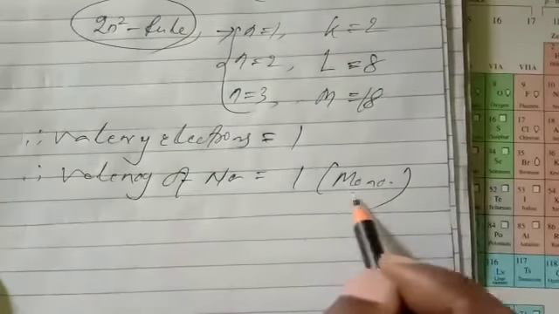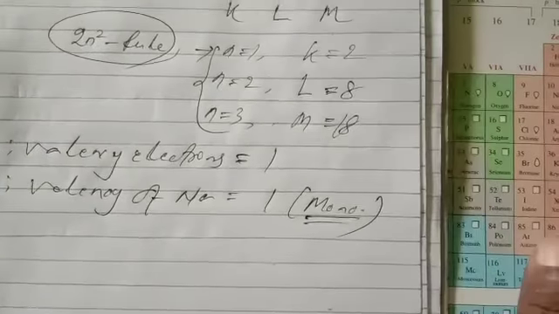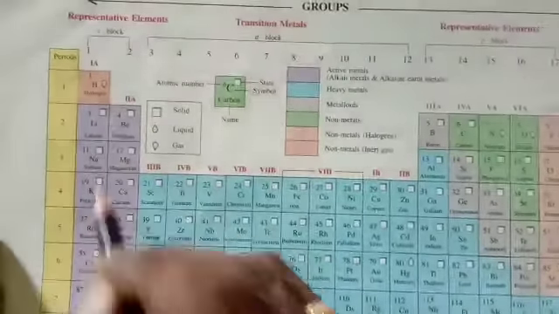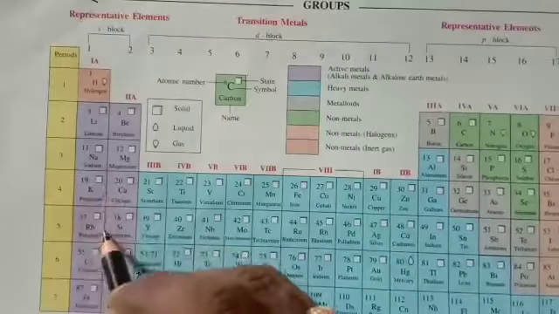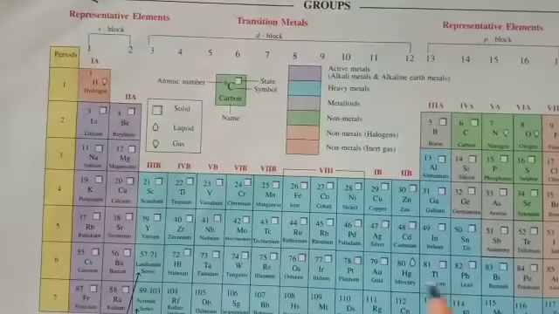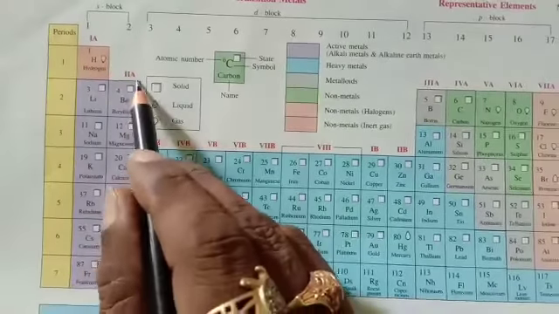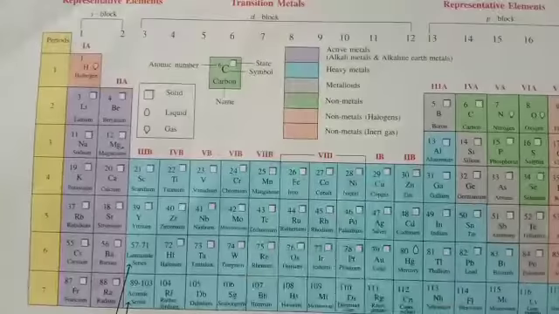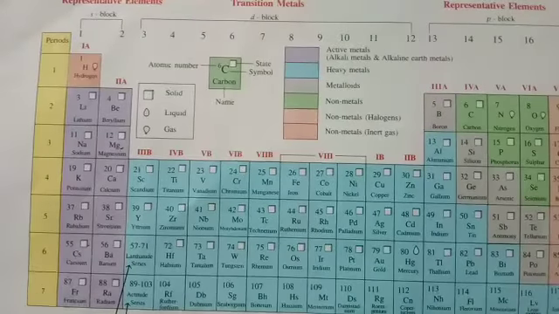Okay. Mono means 1. So from this it is clear that the elements which are present in alkali metals, that is lithium, sodium, potassium, each element has 1 electron in the outermost shell and valency will be 1. Next, go to the alkaline earth metals, that is group number 2A. Let us consider one element, that is magnesium. What is the atomic number of magnesium? Atomic number of magnesium is 12.